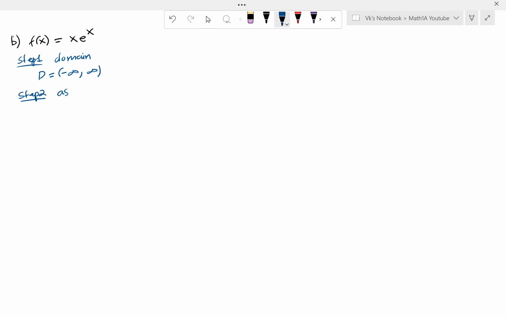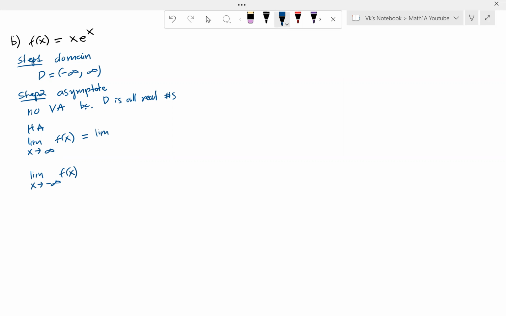Step 2, asymptote. Since the domain is all real numbers, there is no vertical asymptote. That means we just have to figure out the horizontal asymptote. Limit as x goes to infinity of f of x, and limit as x goes to negative infinity of f of x.